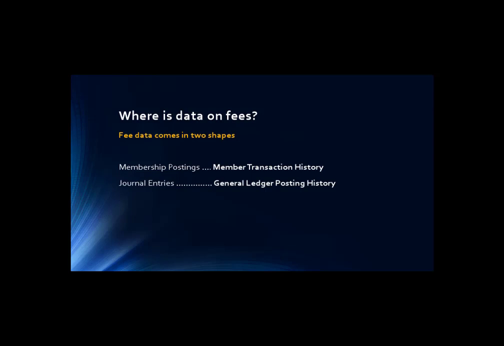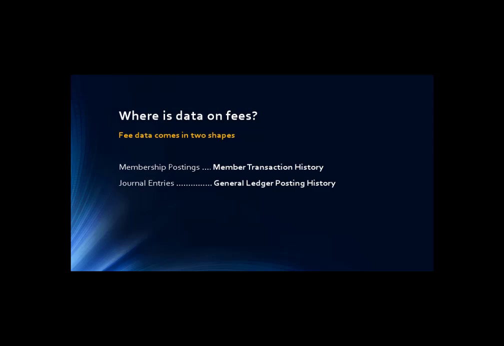So where is data on fees? It's stored in a variety of different places, which we'll cover in a second, but let's think high level first. There are really two shapes this data comes in. The first is that it's posted to the membership as a member transaction. You could pull up phone operator inquiry or teller and look at the account history, and you'll see the minimum balance fee, the dormancy fee, the statement style fee, the NSF fee, the non-return fee. You'll see all those posted to the membership.